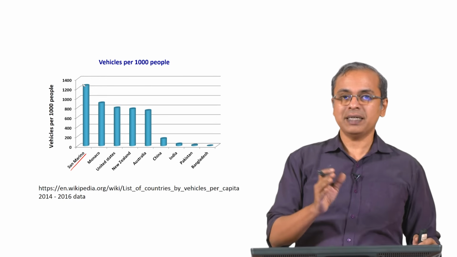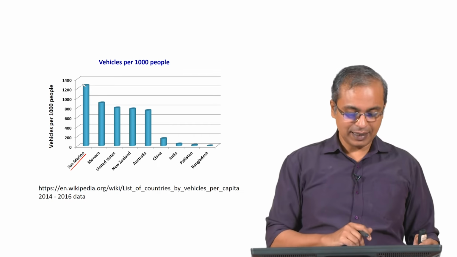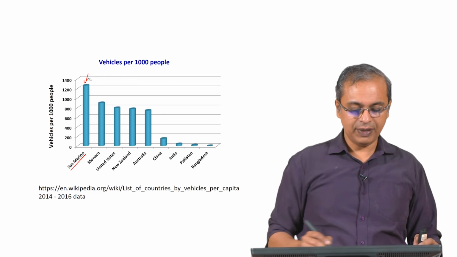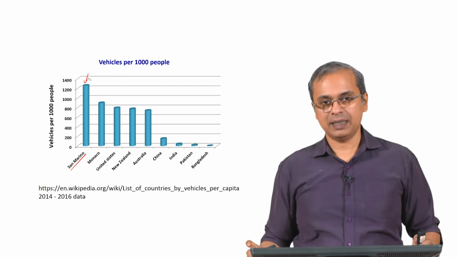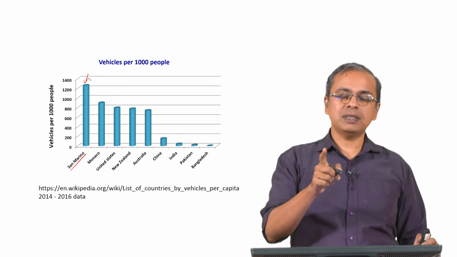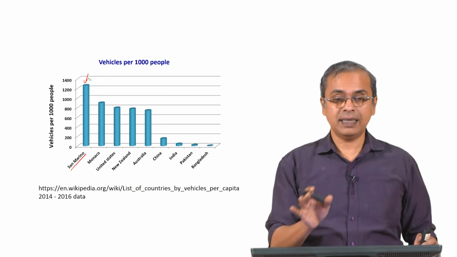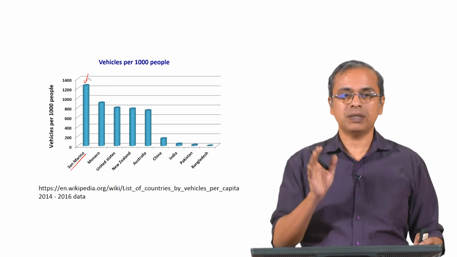That is very interesting, right. So, it has more vehicles than it has people. In fact, it has about 1200 plus vehicles for every 1000 people that are present there. It means that every person on average owns more than one vehicle in the entire country.